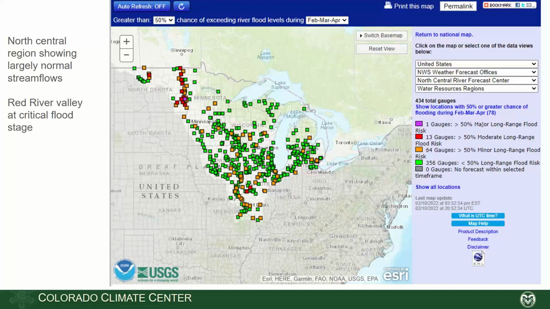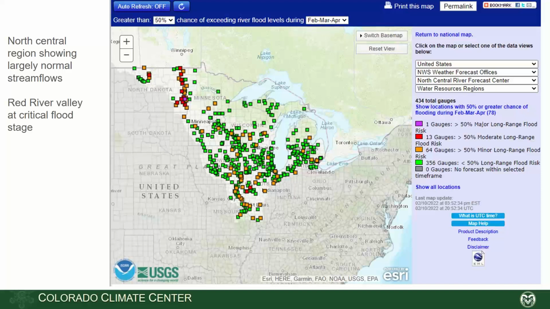And so here we're looking at the upper Great Lakes states down into Illinois and Missouri. And we do see some areas where there's at least a 50% chance of the minor flood stage being reached. But the biggest story is up on the Red River in North Dakota, where many gauges have at least a 50% chance of moderate flood stage being reached.